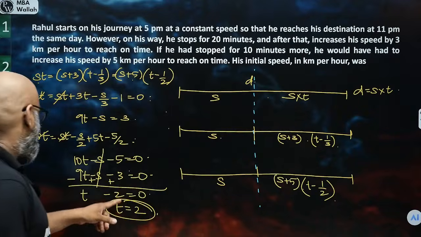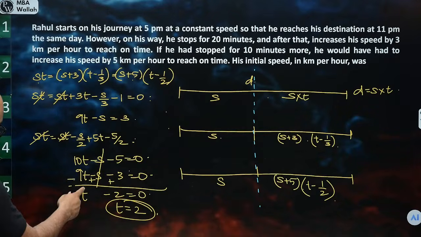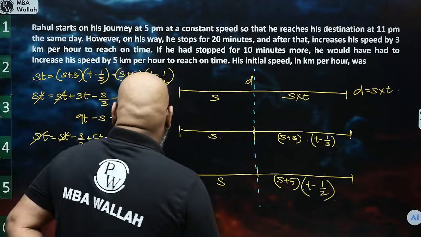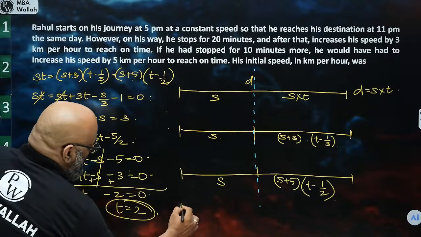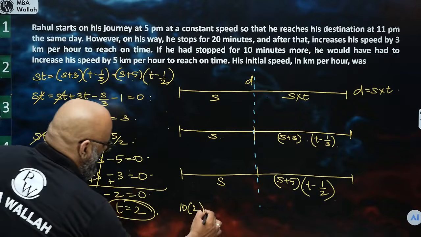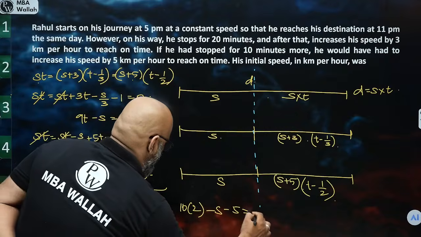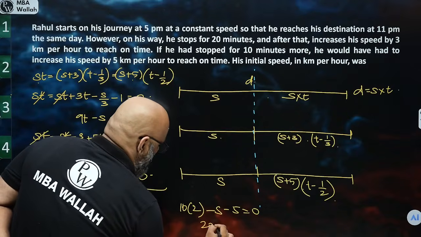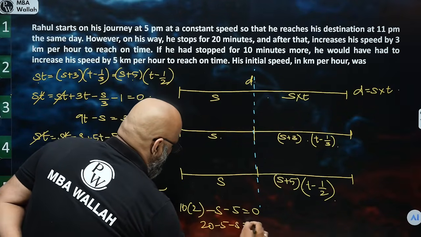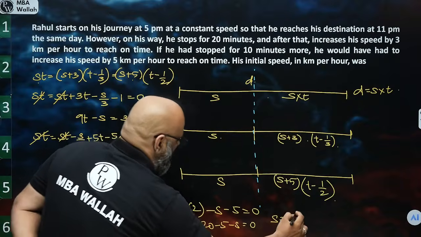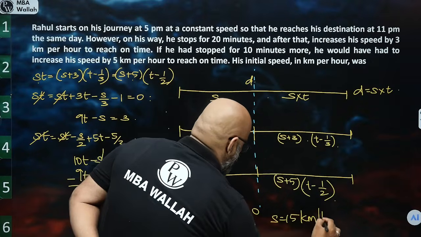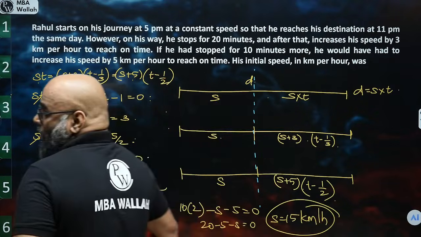So substitute this t equal to 2 in any of the equations. I want to substitute it here. This is 10 into 2 minus s minus 5 equals to 0. 20 minus 5 minus s equals to 0. S is equal to 15 kilometers per hour. That will be our answer.